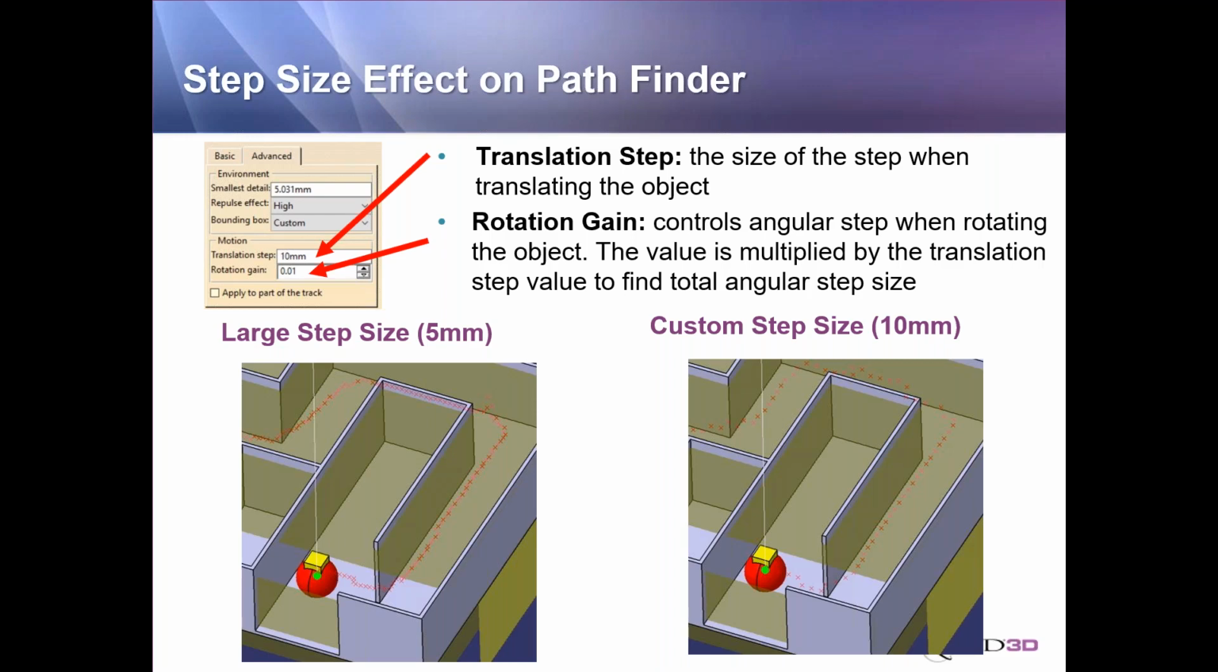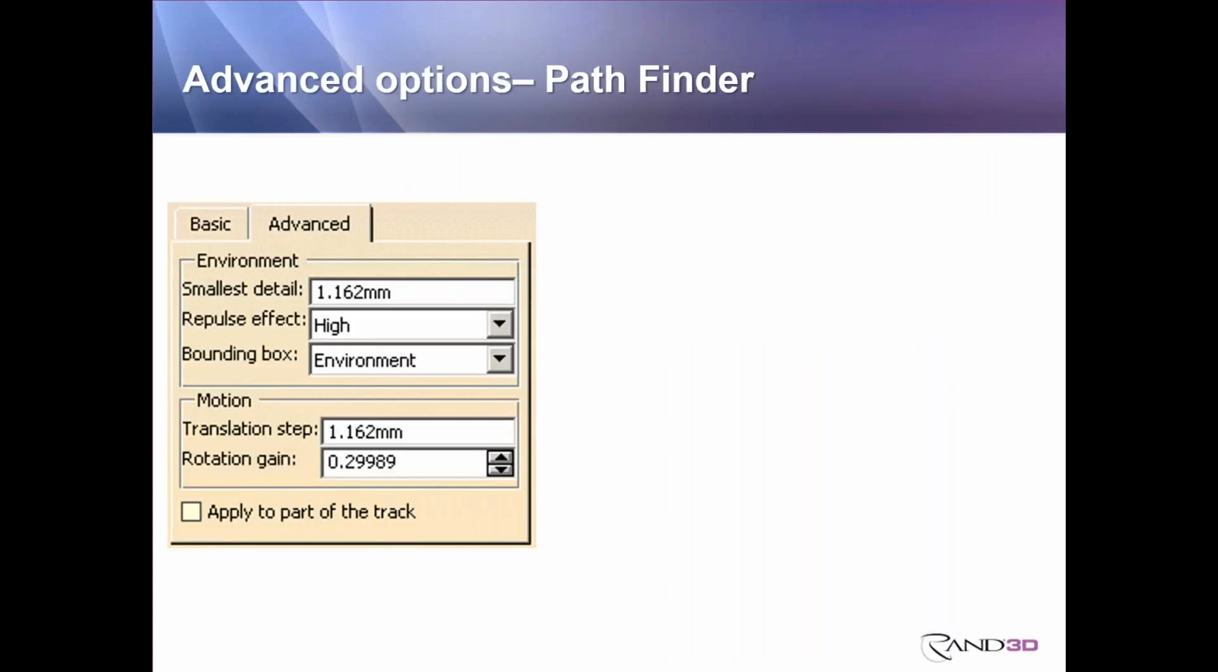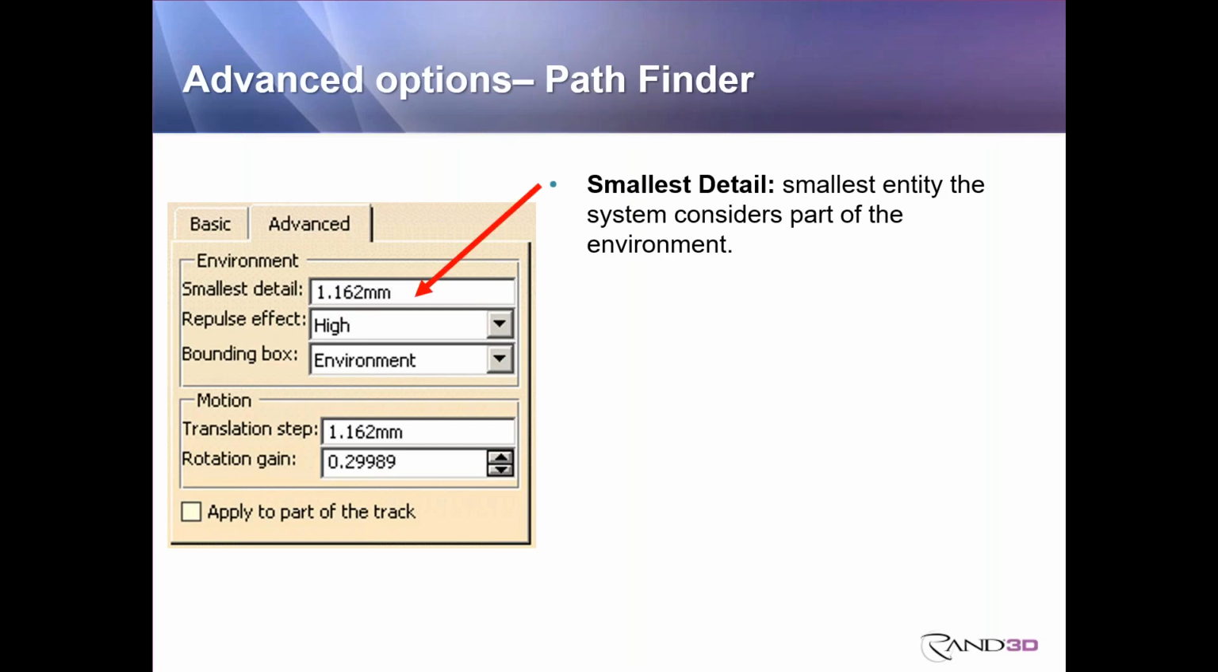You also have this thing called a rotation gain. You take that number and multiply it by the translation step size, and that's basically how much you can rotate the part. So we'll see this here in a second. As my little, I'm calling this a mouse, as I move my little mouse through the mouse maze, it'll kind of rotate a little bit. So again, consider that, and if you don't want it to rotate that much, you might want to create it as a shuttle.